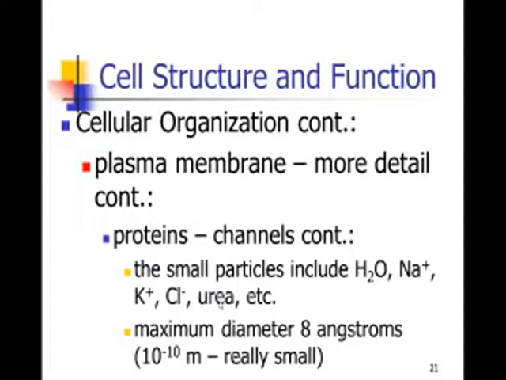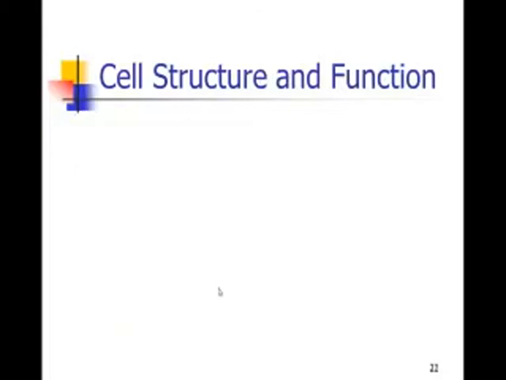Typically, the maximum diameter of a particle that can go through these pores is about 8 angstroms, or 10 to the minus 10th meters. That's a decimal point, 9 zeros, and a 1 meters. You don't have to be a brain surgeon to realize that that's a pretty small particle.